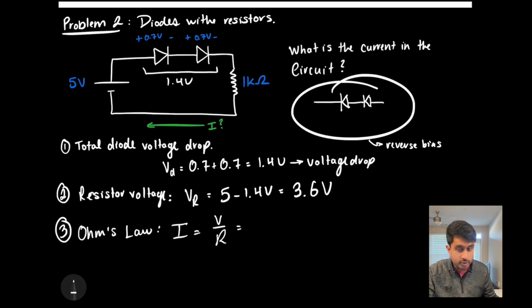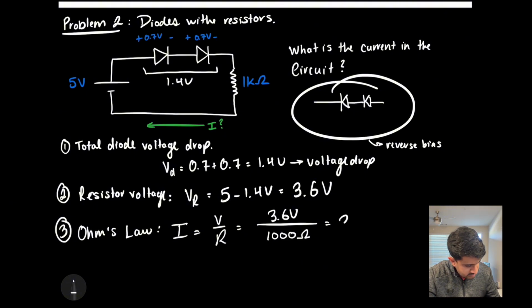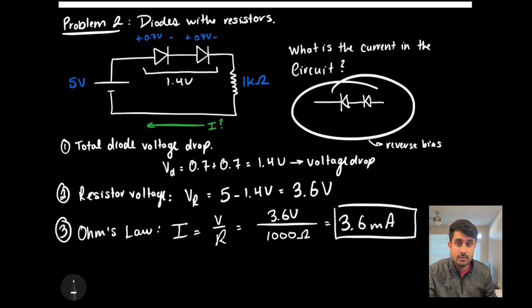In this case, the voltage across the resistor will be 3.6 volts over 1,000 ohms, meaning that our final answer will be 3.6 milliamps of current that totally flows through this resistor, or through this entire circuit.